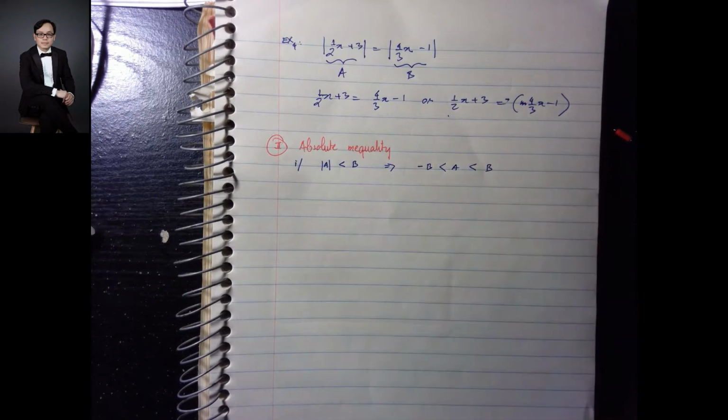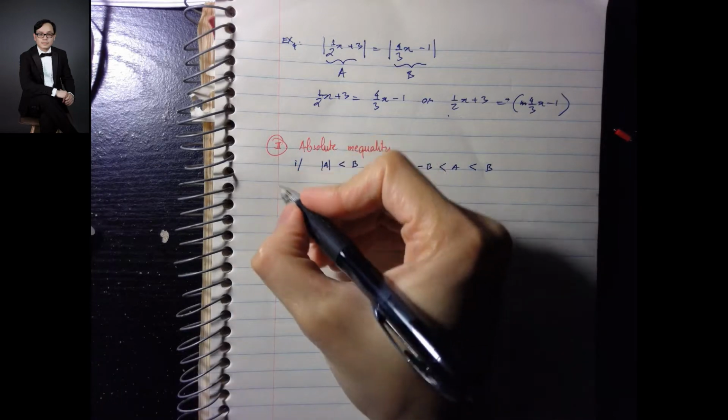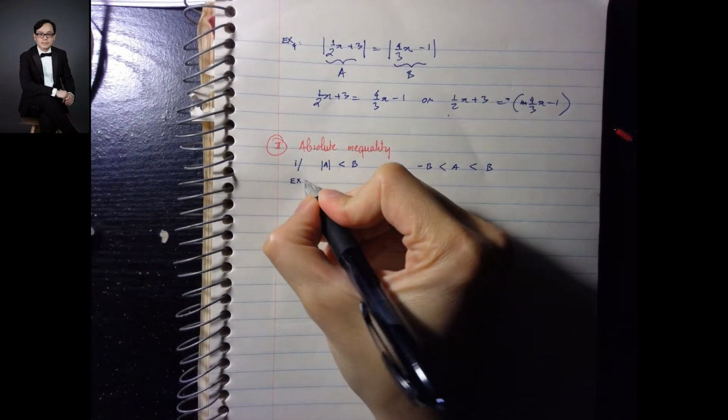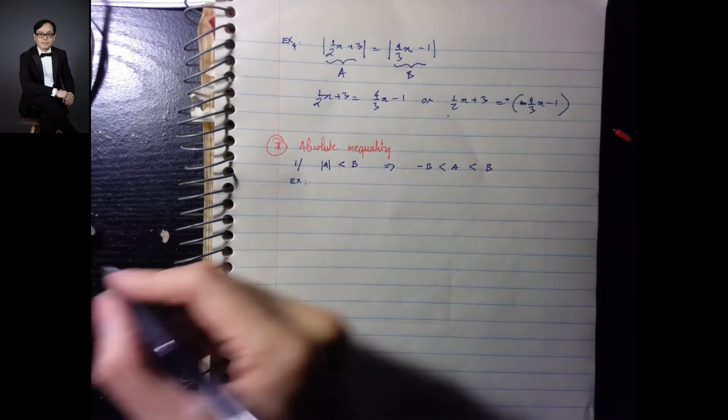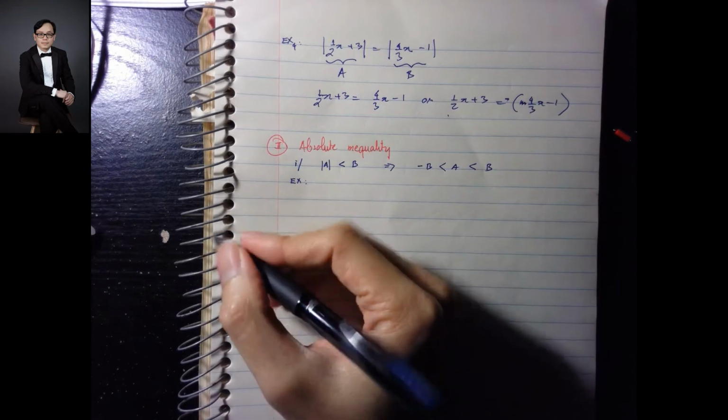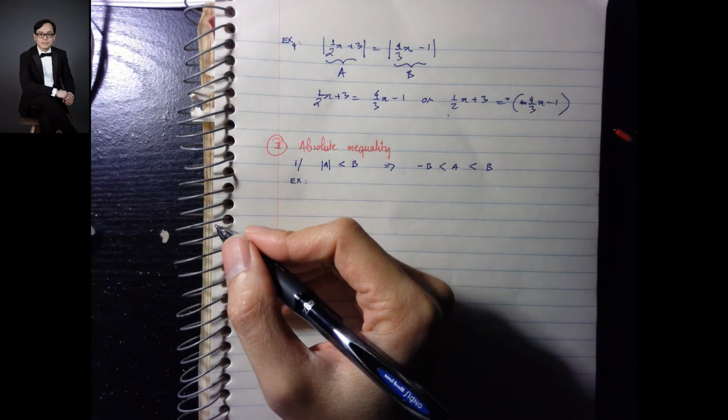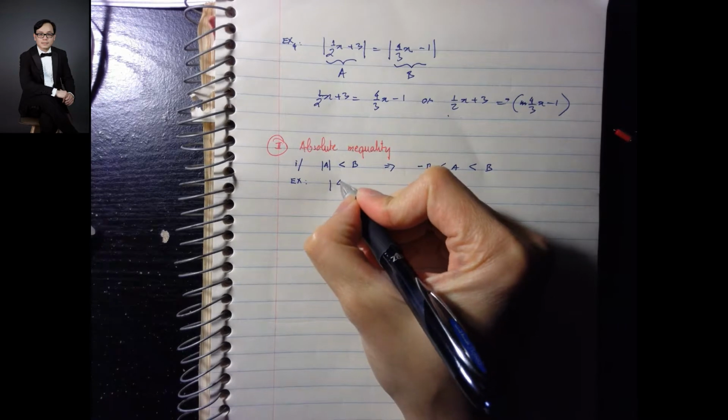For example, I want to solve something like this: absolute of 4x minus 6 less than or equal to 22.